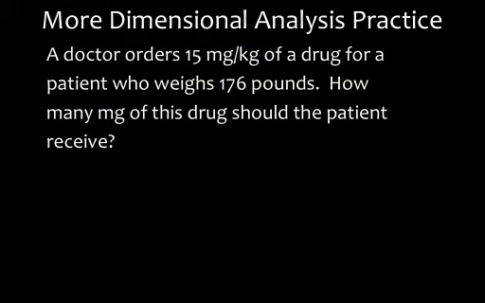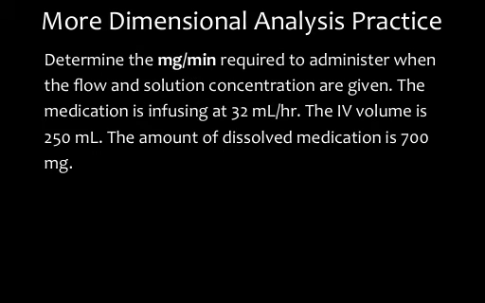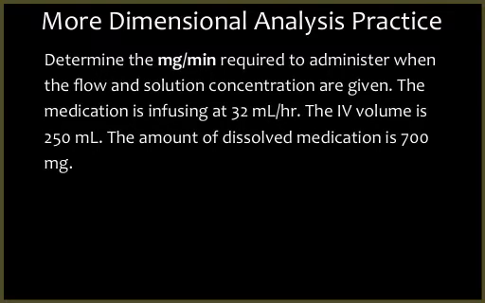Okay, let's try one more here. So this one says, determine the milligram per minute required to administer when the flow and solution concentrations are given. So this is for an IV, and those are given usually when someone's asked to calculate the milligram per minute required. So it says the medication is infusing at 32 milliliters per 1 hour, so that's one of your conversion factors, and the IV volume is 250 milliliters. They also tell you the amount of dissolved medication in the IV is 700 milligrams.